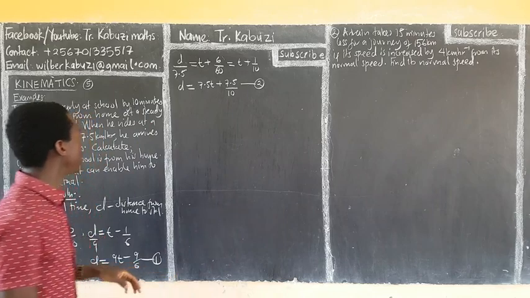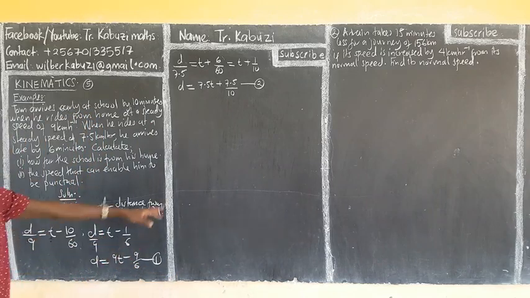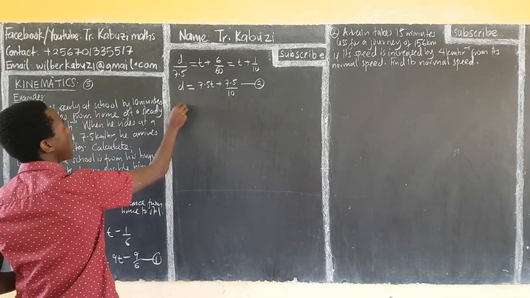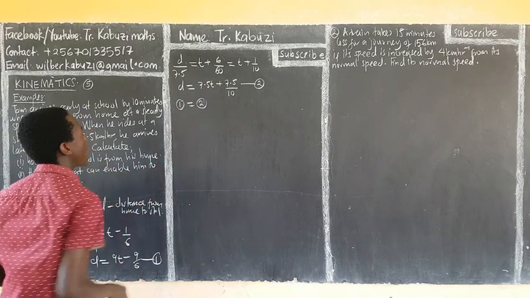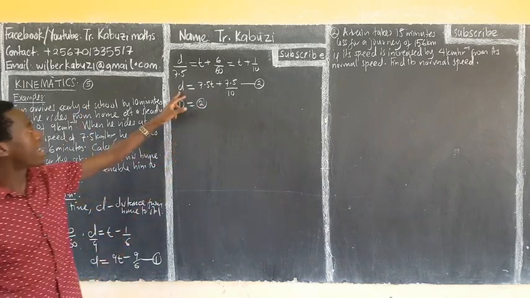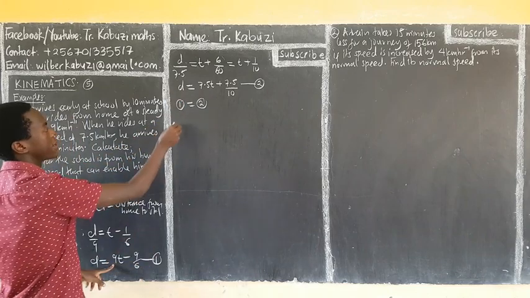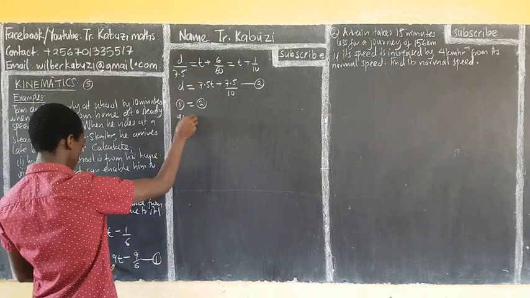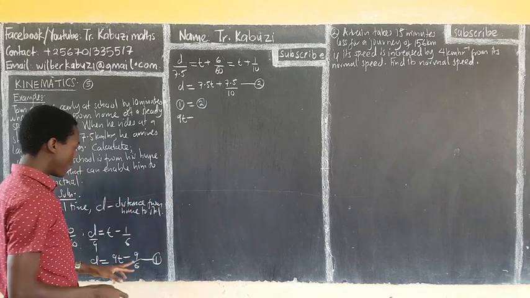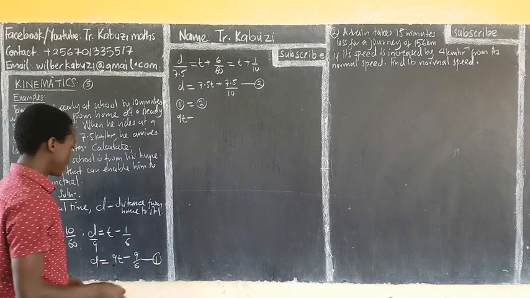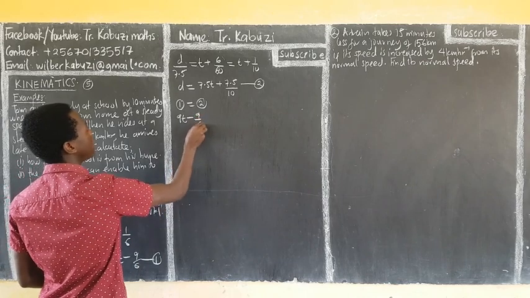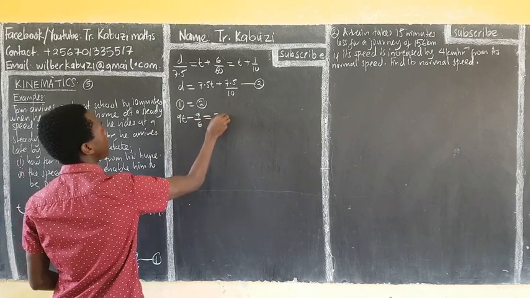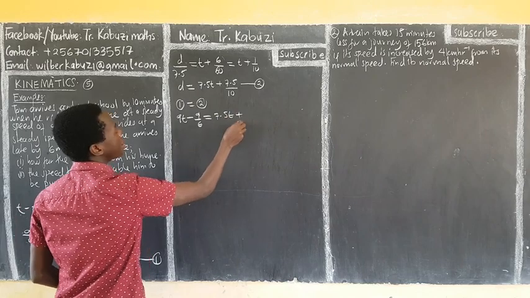Now our equation 1 is equal to equation 2. Why? Because this is D and this is D. So this was 9T minus 9 over 6, which we can reduce to 3 over 2. Okay, let me leave it there. It's equal to 7.5T, then plus 7.5 over 10.